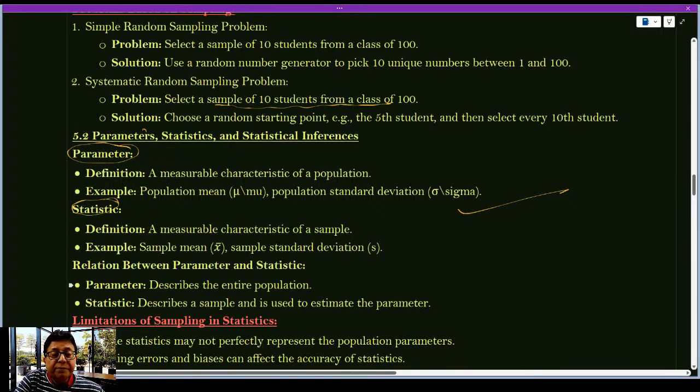And sample standard deviation is S. So you have learned these two terms. One is parameter and one is statistic. Parameter is related to the population, statistic is related to the smaller part of the population which you have taken for analytical study of the population. Okay?